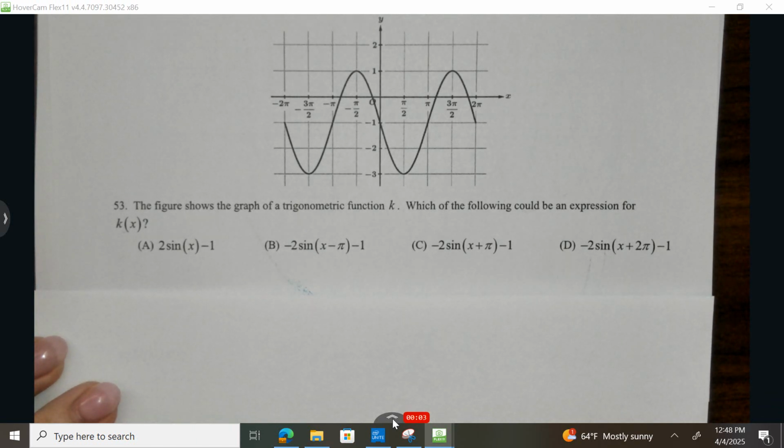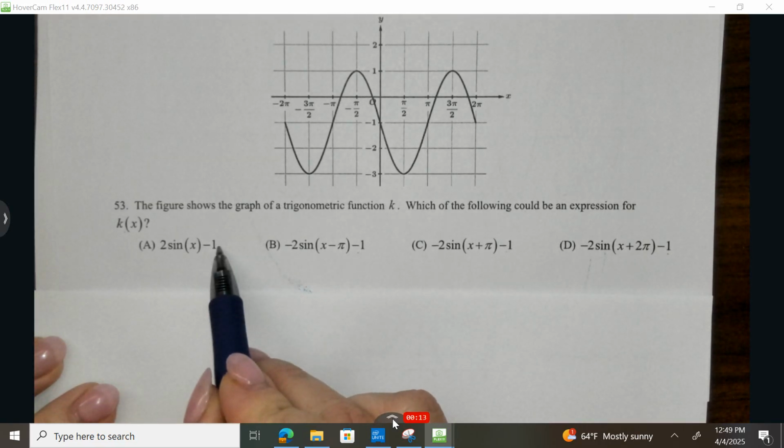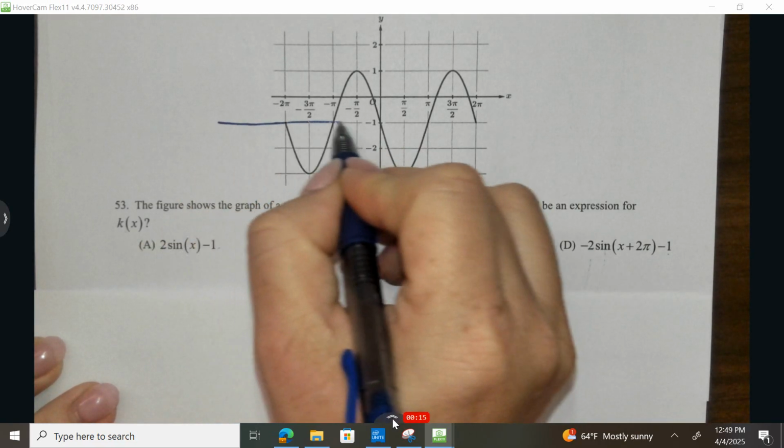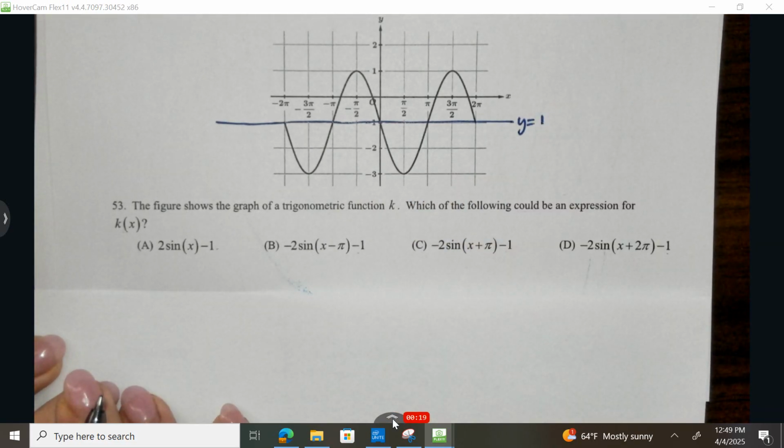The figure shows the graph of the function k. Which of the following could be an expression for k of x? Well, notice that each one of these has a vertical shift of moving down 1. So I can go down 1, and this is going to be my new midline.